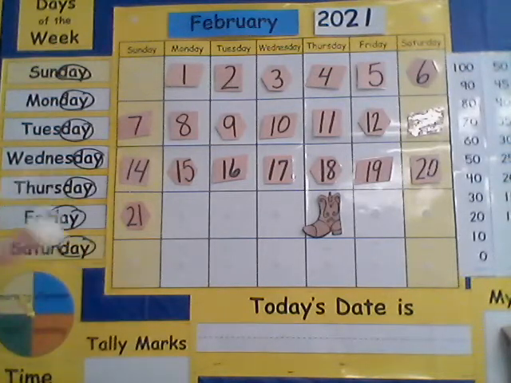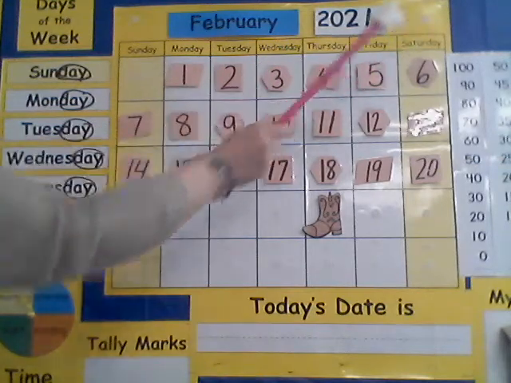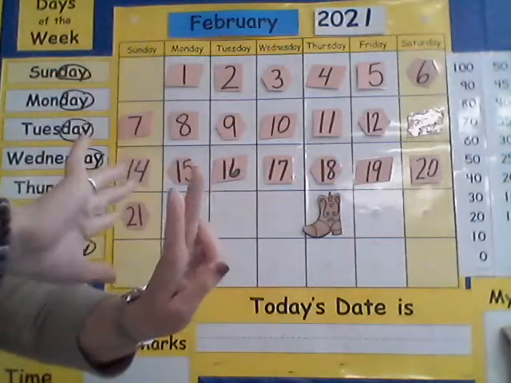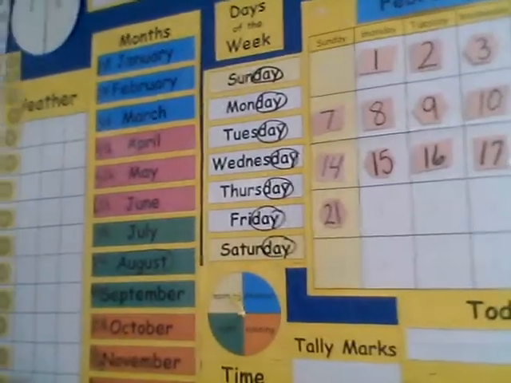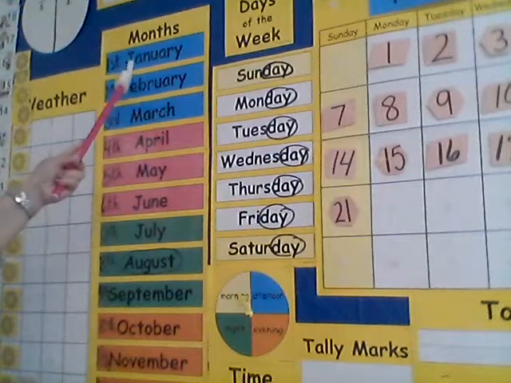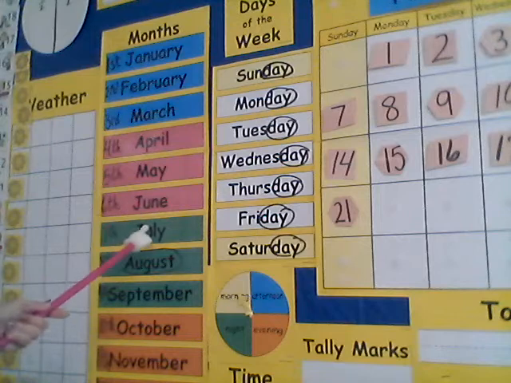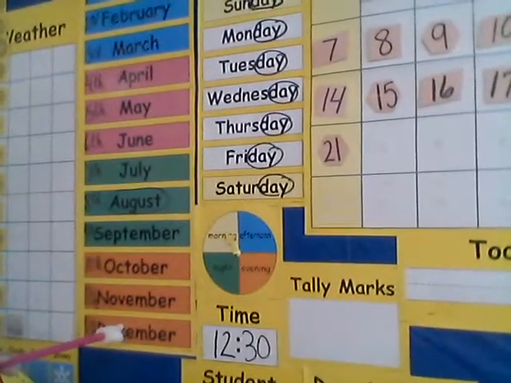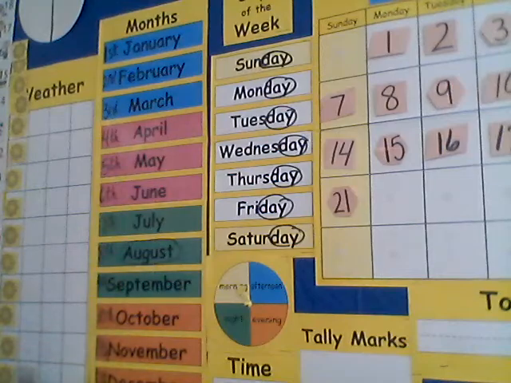All right, so let's just double check on our days of the week. We have Sunday, Monday, Tuesday, Wednesday, Thursday, Friday, Saturday. And how many days are in a week? 7 days in a week. And let's go ahead and do our months of the year, beginning with January, February, March, April, May, June, July, August, September, October, November, December. And of course, friends, we have 12 months in a year.